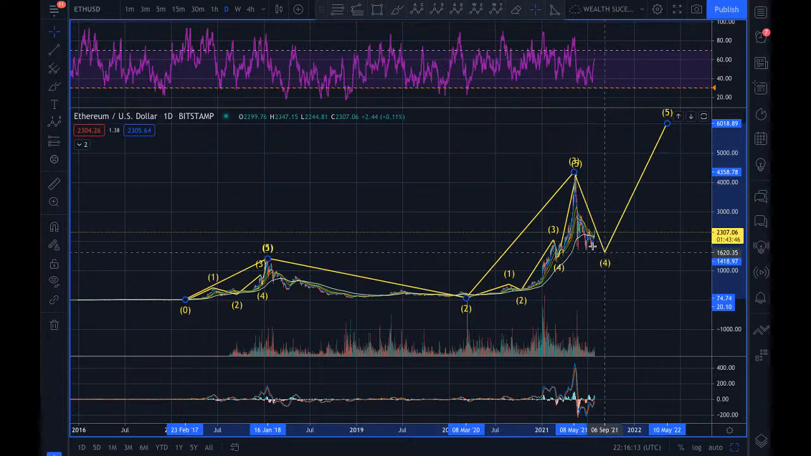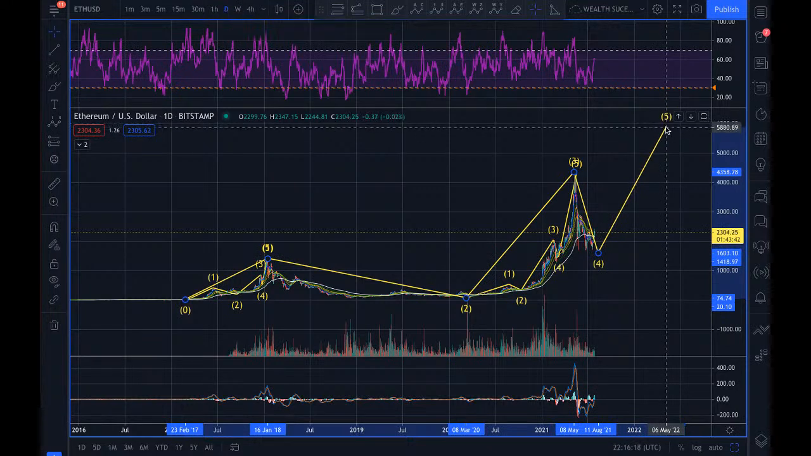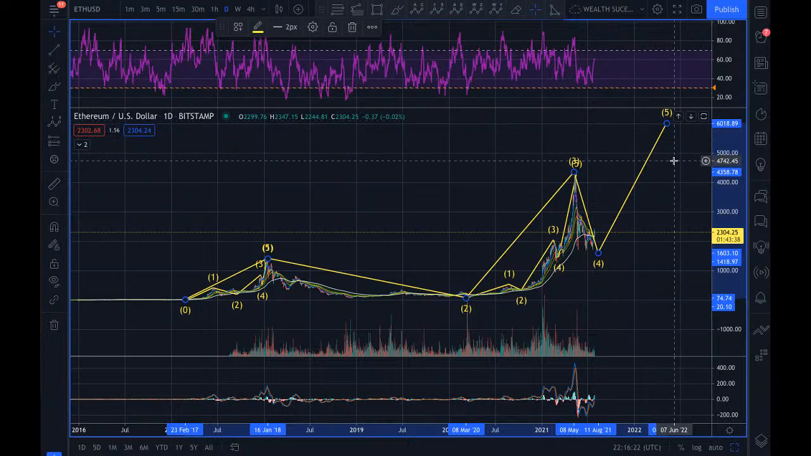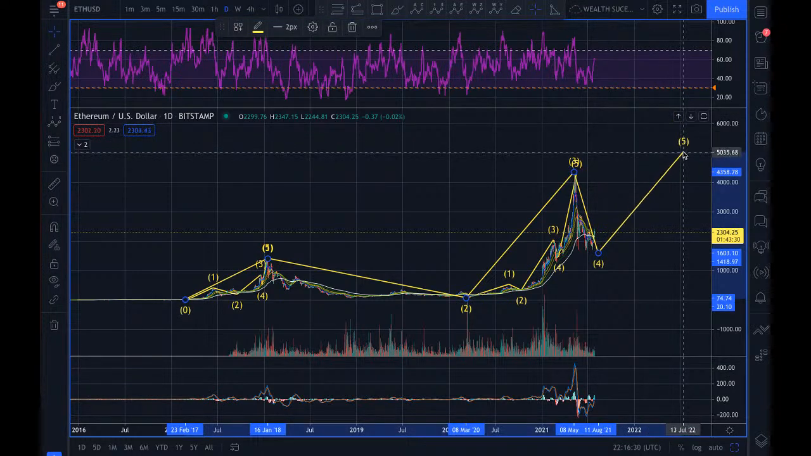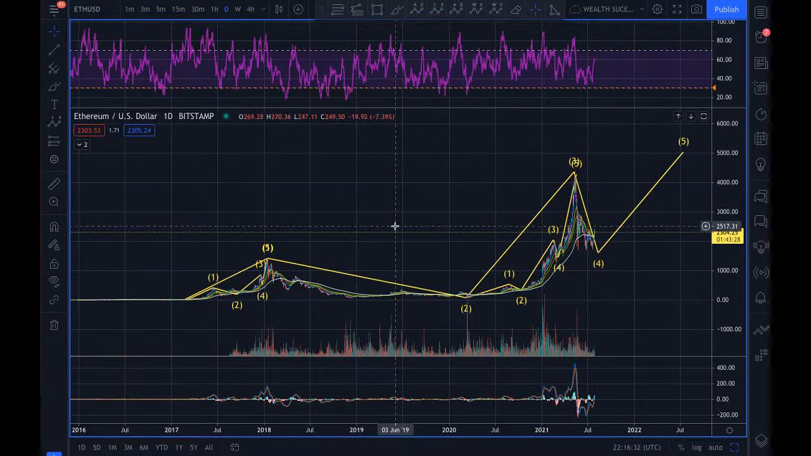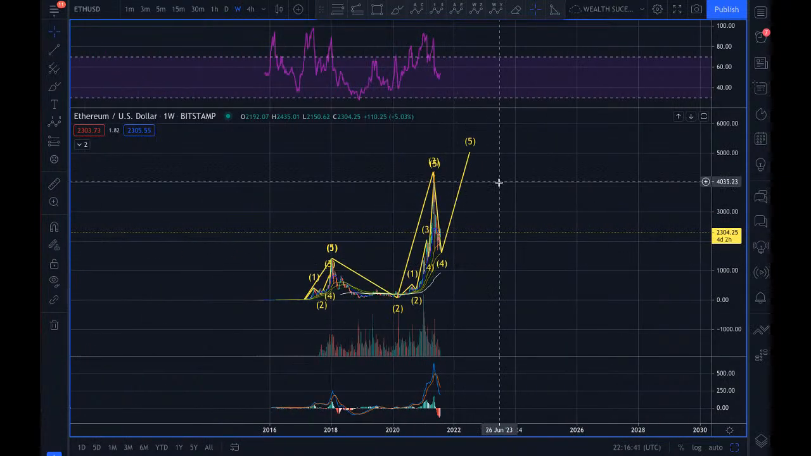So wave 4 is not over yet, and then wave 5 would come up somewhere. Well, I had put it by 6 grand, just eyeballing it. But that seems like a psychologically satisfying number, or at least 5 grand. All right. So that's what it would look like. Something like that.